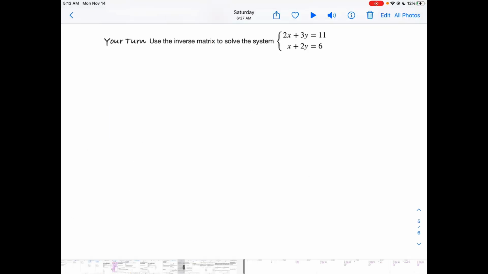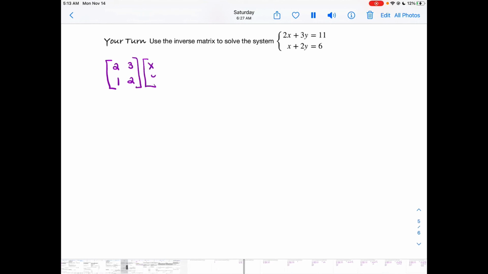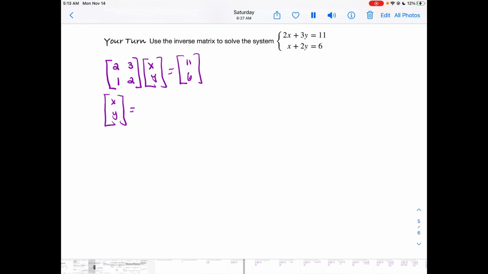So now I want you to try this one by solving this 2 by 2 system using the matrix equation that we just learned. So step 1, set up your matrix equation. Recall that our matrix equation is our coefficient matrix, which in this case is 2, 3, 1, 2, times a variable matrix of x, y, equals our answer matrix of 11, 6. And then therefore our variable matrix x, y is equal to the inverse of our coefficient matrix. So let's find the inverse of our coefficient matrix. That's 1 over the product of the diagonals down minus the product of the diagonals up.